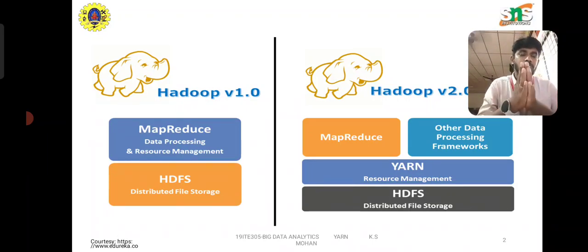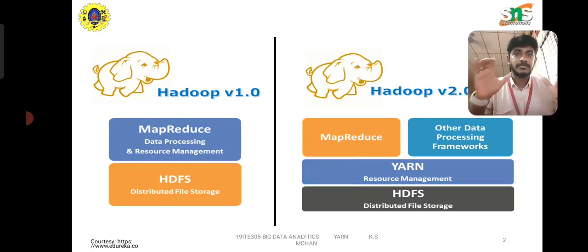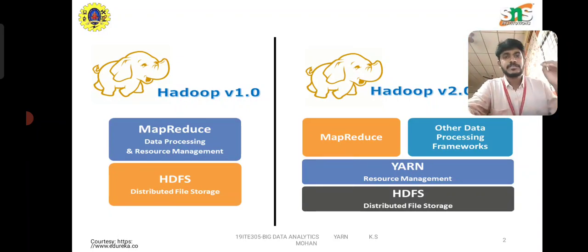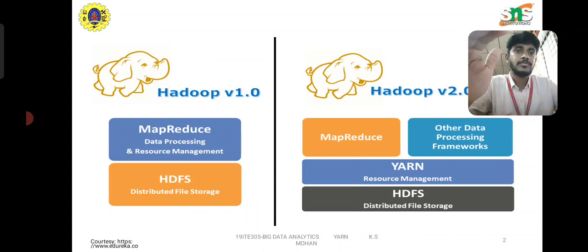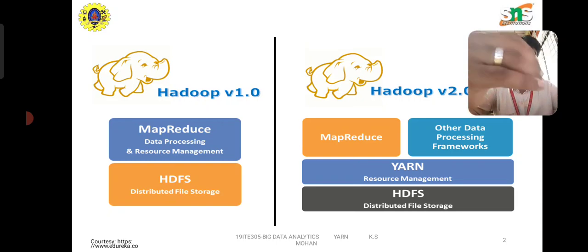So we can look at the screen here. In Hadoop version 1, MapReduce is used for data processing and resource management. Generally, MapReduce processes the data and manages the resources. That is the major role played by MapReduce. In the Hadoop HDFS file system, we can only see distributed file storage. In version 2, the advanced version of Hadoop, YARN manages the resources for the processes. We can add YARN to Hadoop here.